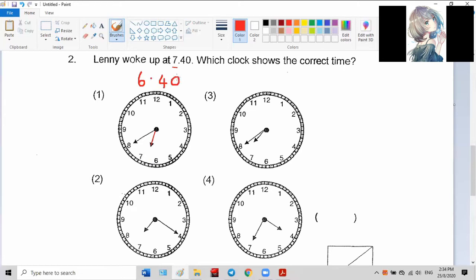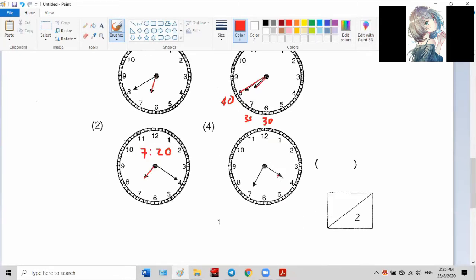So which is the real one? Number 3. Yes, it's past 7 and it is pointing to the 40, because after 30 comes 35 and 40. This is correct. How about you read me this time? 7:20. Wow, very smart. 7:20.